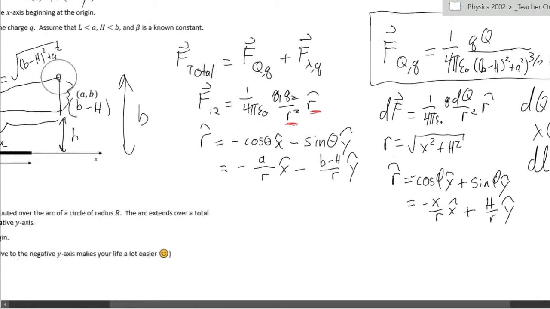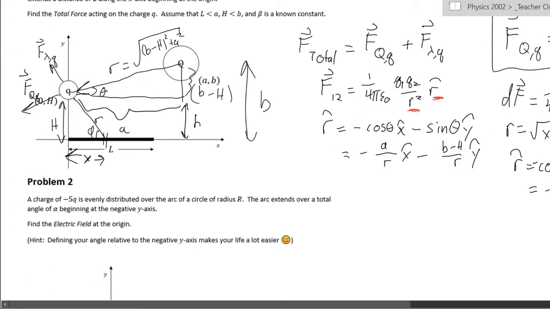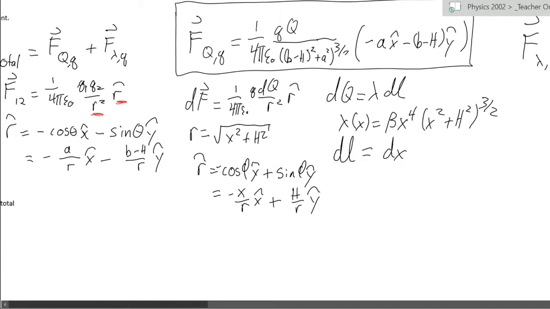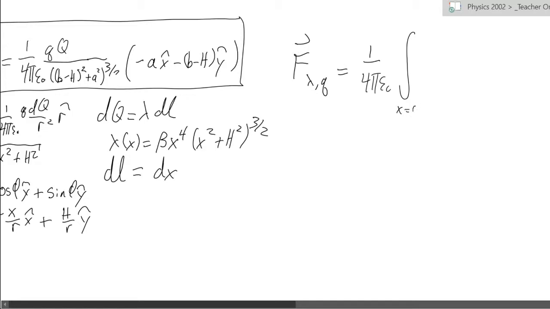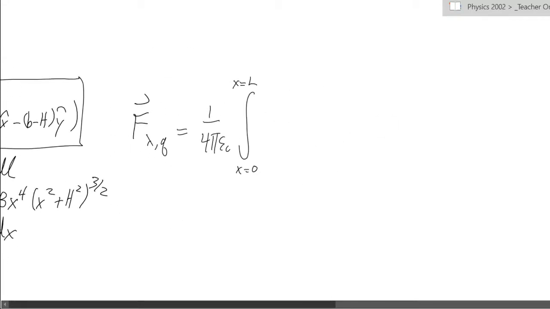Now, when we're integrating this, we want to think about where are we starting, where are we ending. This charge distribution begins at x is equal to 0. It goes up to x is equal to L. So this is going from x is equal to 0 to x is equal to L. And then we have a q, which is going to be our lowercase q, times dq, which is going to be lambda dl. In this case, lambda is going to be equal to beta x to the 4th times x squared plus h squared to the 3 halves times dx divided by.